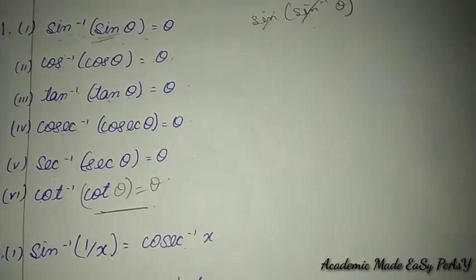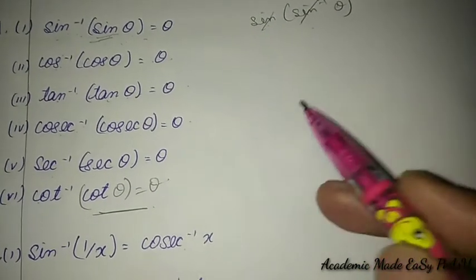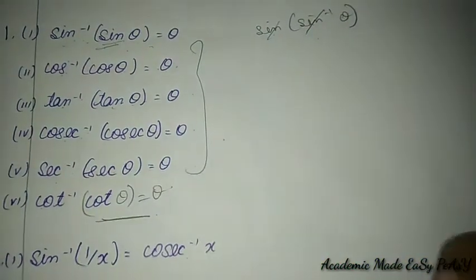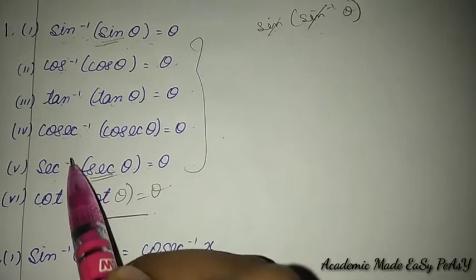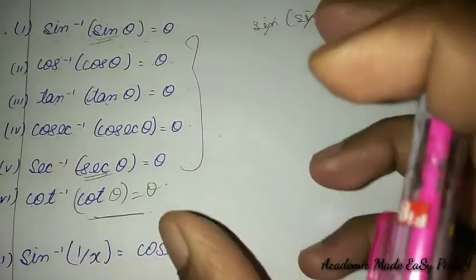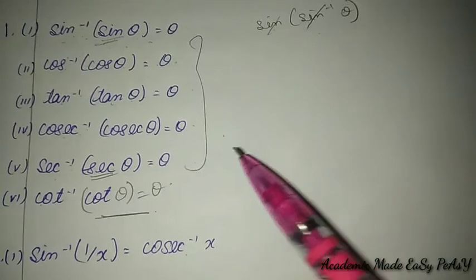If you just learn it like this, it will be very easy and useful. So the first part is over. If the inverse and the function are both given, you cancel these two and write only theta. This part is very easy, no? Now the first part of the properties is over, so we'll move on to the second part.